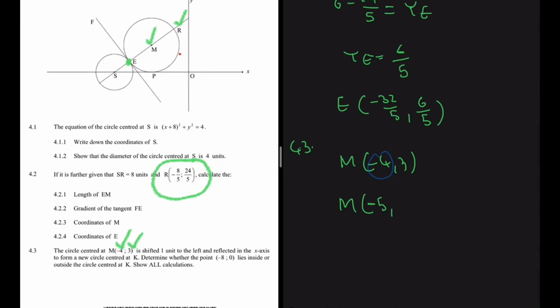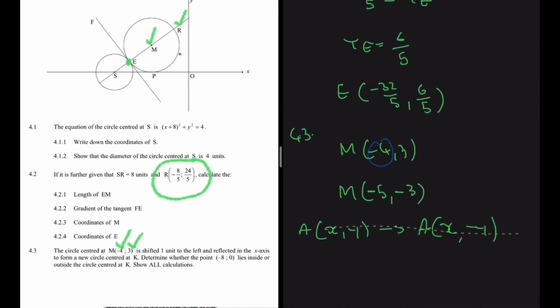So when we reflect in the x-axis, let's say we had a point A, right, of coordinates x and y. When you reflect on the x-axis, you get A, x, and then minus y. So when you reflect on the x-axis, you just have to put minus on the y value. So we have minus 3 here, right? Let's erase this. So there we go. We have our new center of the circle, right?